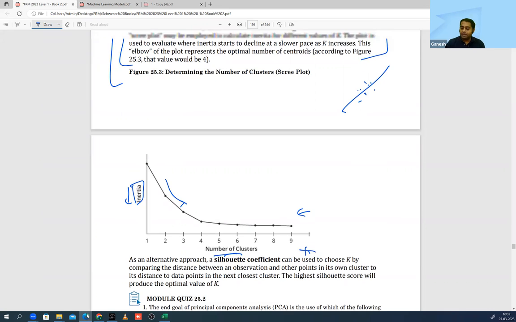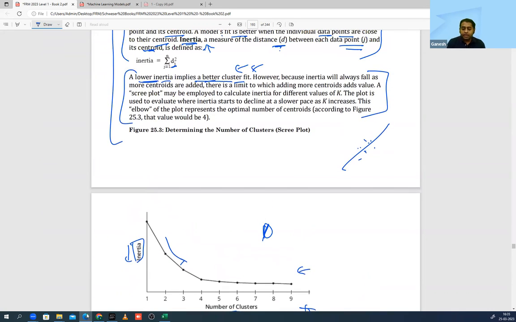Mark this part as star, this diagram is star, and this paragraph is star. Basically, this is explaining the core logic. And they have just given it a name, elbow. Elbow point means where we can stop. Suppose this point.